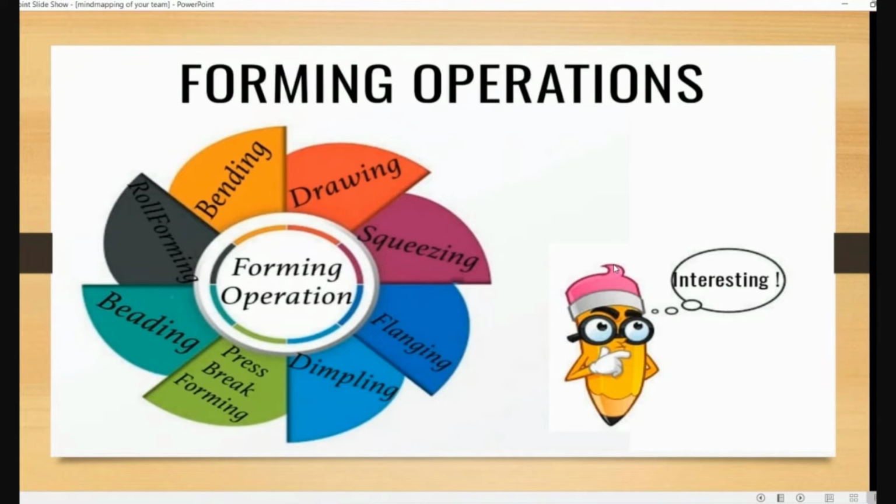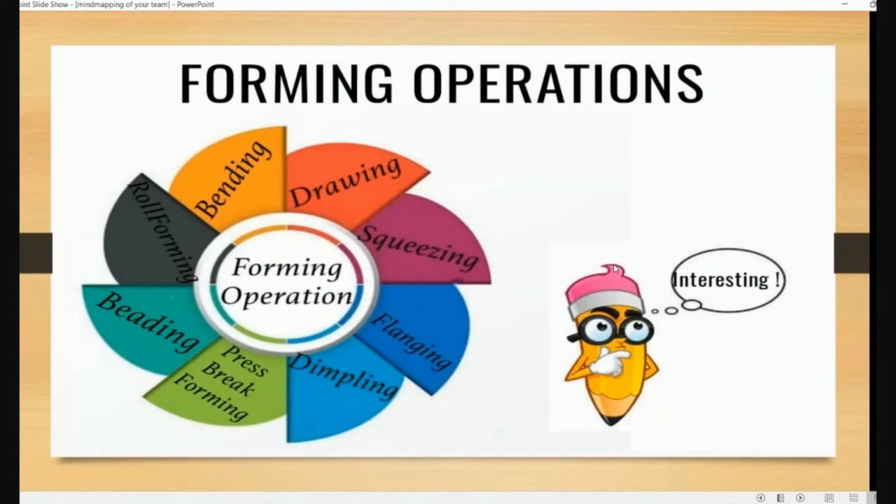The next one is drawing. This is the process of forming a flat workpiece into a hollow shape by means of a punch, which causes the blank to flow into the die cavity. And the next one is squeezing. Under this operation, the metal is caused to flow to all portions of a die cavity under the action of compressive forces. Thank you. Next process will be explained by Tapas.